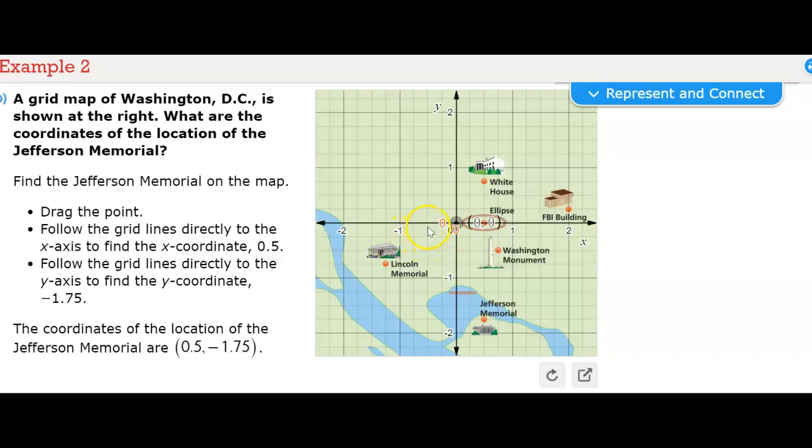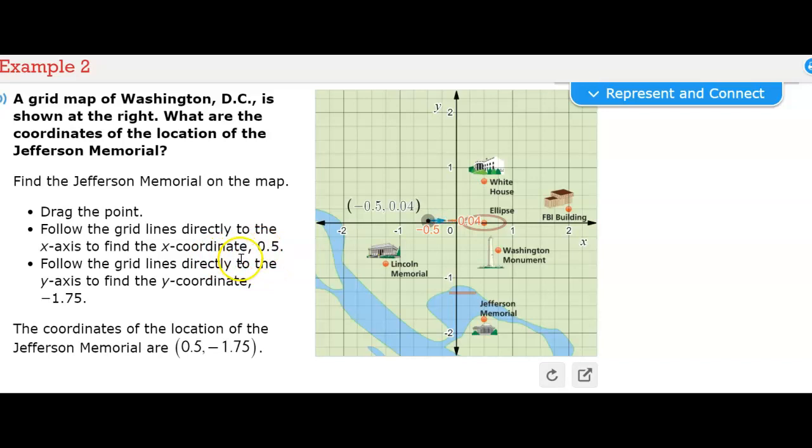So half of 4 is 2. So the halfway mark will be about here. So this would be my x-axis, or x-coordinate rather. And then I need to find my y. So y is -1 and 75/100.